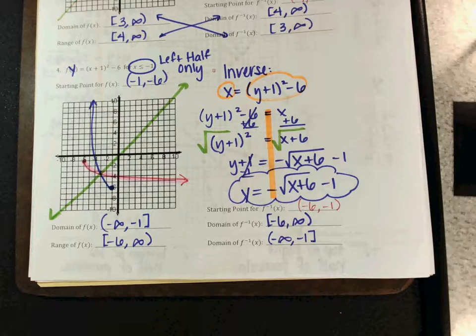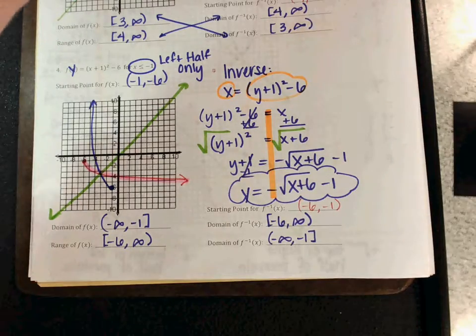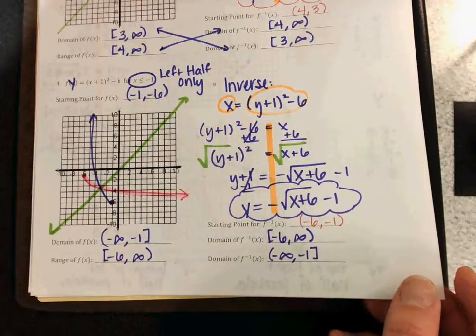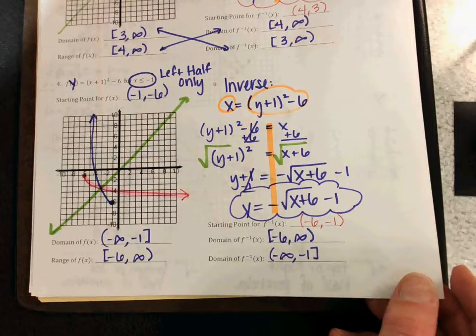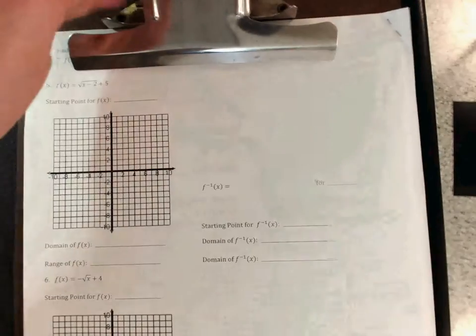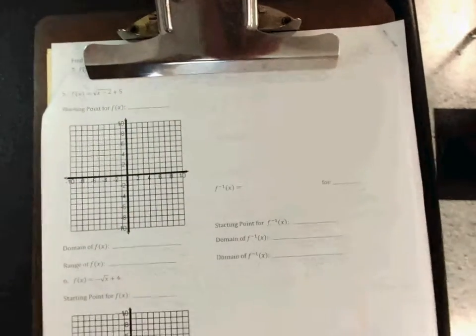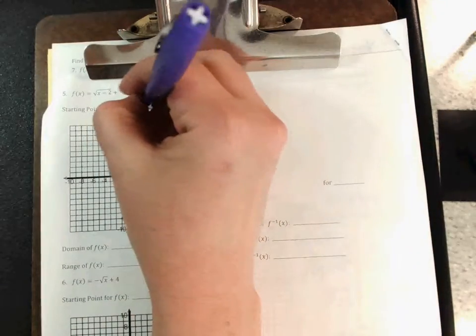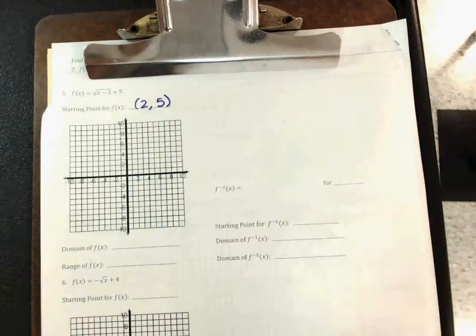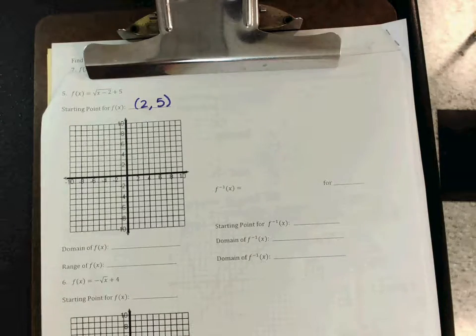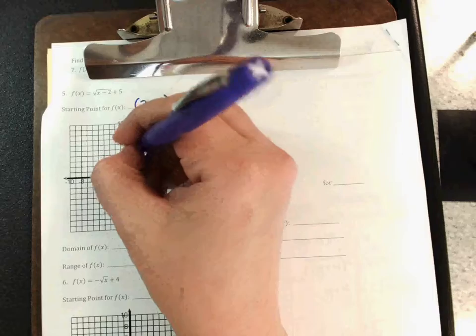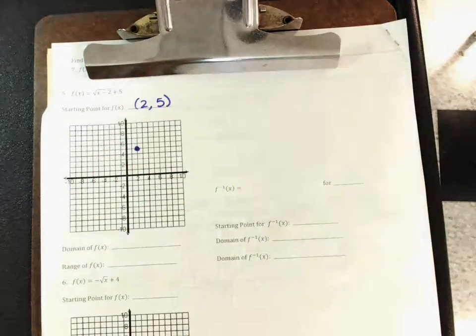Okay? All right, two more left like that. But this time we're going to start with the square root function, not the quadratic function. So, take a look at number 5. What will my start point be? Positive 2, 5, right? Okay, I was like, where did the 4 come from? Okay, 2, 5 is there.